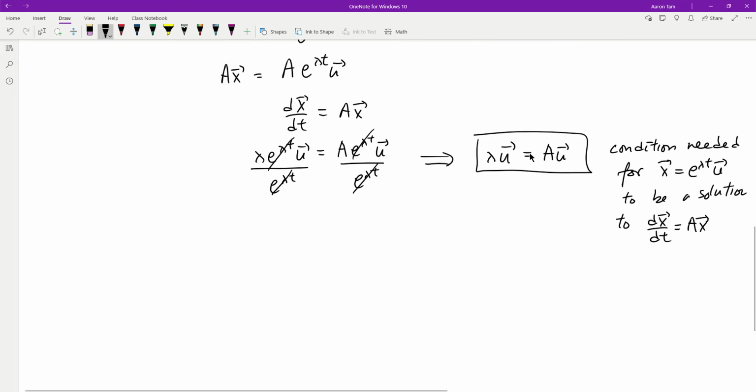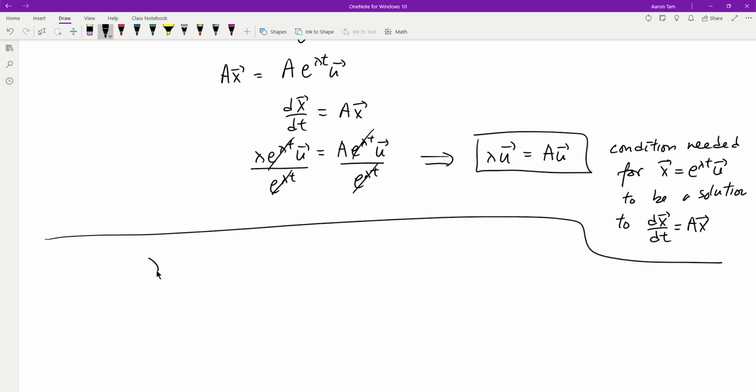Now, if you are looking at this expression that I boxed in and say, wait a minute, I kind of saw something like this before. Yes, you have. You actually have seen it in chapter 3. See, the idea here is that if you look at this statement right here, lambda vector u equal to a vector u, notice that this is true if vector u is equal to the 0 vector.